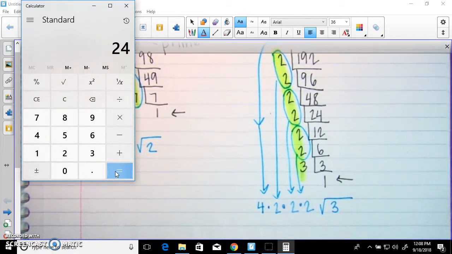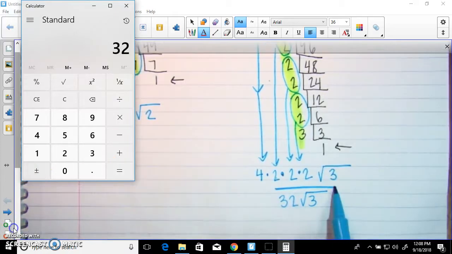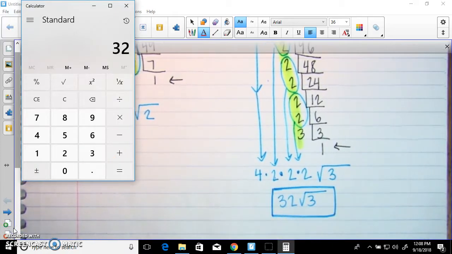Now we definitely can't leave our answer like this. We need to simplify. 4 times 2 times 2 times 2. So go ahead and try that and see what you get. So hopefully you got 32 root 3, and that is our final answer for this.